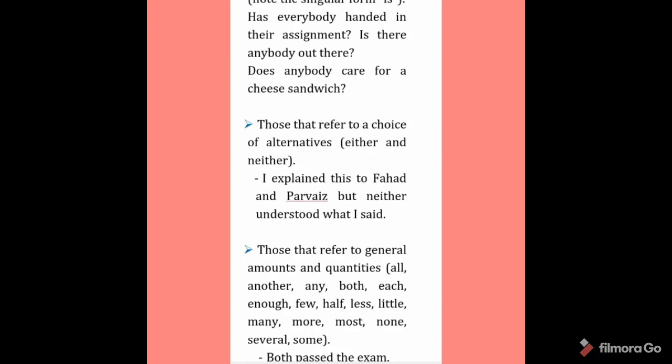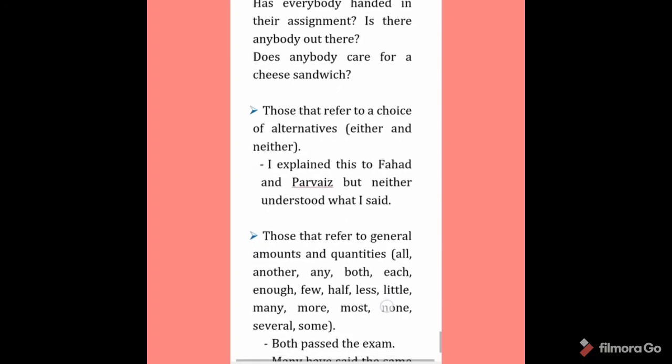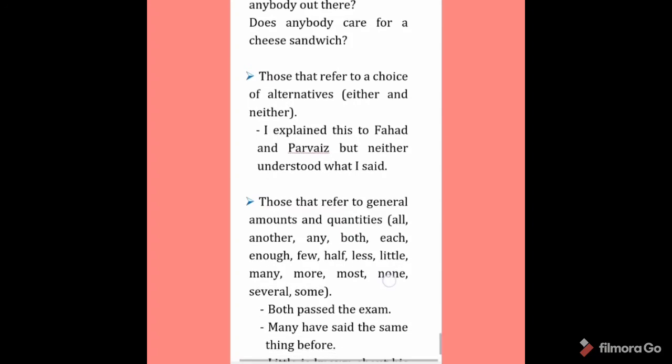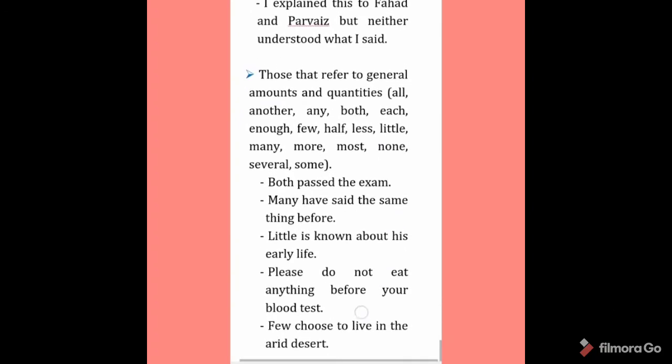Those that refer to a choice of alternatives: either and neither. I explained this to Fahad and Parvez, but neither understood what I said. Those that refer to general amounts and quantities: all, another, any, both, each, enough, few, half, less, little, many, more, most, none, several, some. Now we take the examples. Both passed the exam. Many have said the same thing before. Little is known about his early life. Please do not eat anything before your blood test. Few choose to live in an arid desert.